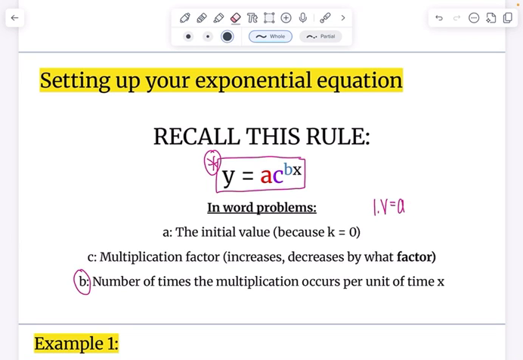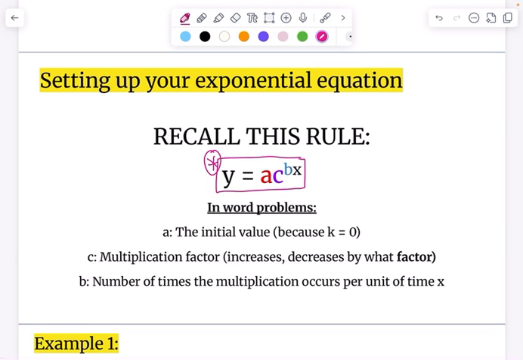So the initial value is a. If the question says that you start with $1,000, that's the initial value, so your a would be 1,000. C is the multiplication factor. It's how much the growth or the decay is increasing or decreasing by, meaning by how much percentage or by what factor. So if something is doubling or tripling, then the factor would be 2 or 3. If it's a percentage, then you have to convert it to a decimal, and depending on if it's growth or decay, add it to 100% or subtract it from 100%. We'll go over that in examples below.